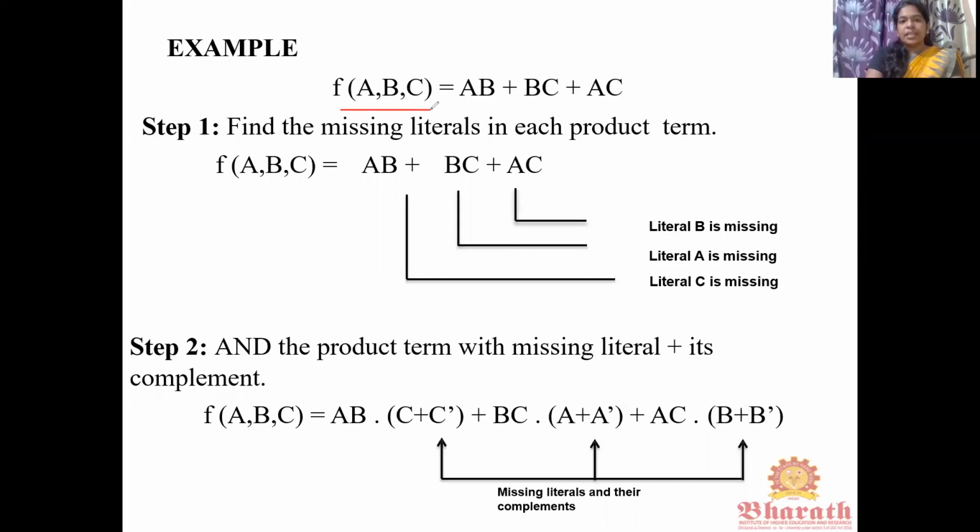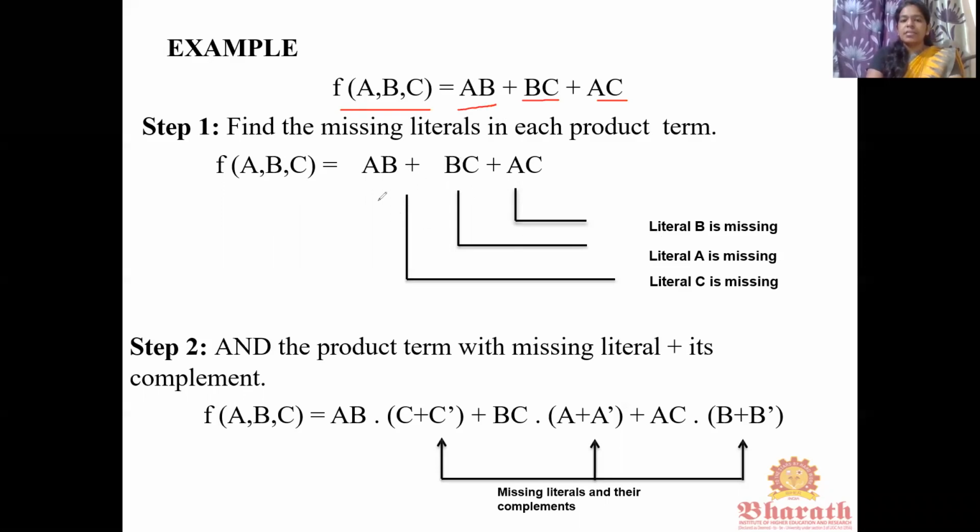So we are having 3 variables over here, F of A, B, C. This is the first term, second term and third term. So AB plus BC plus AC. First step is to find the missing literals in each and every term. So first term AB. See, in AB, which literal is missing?